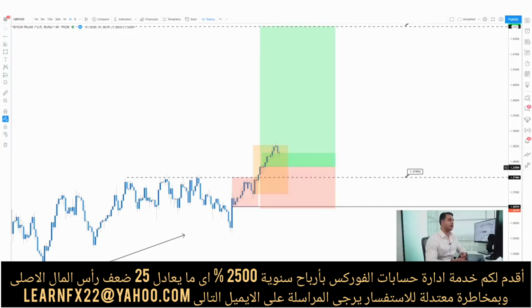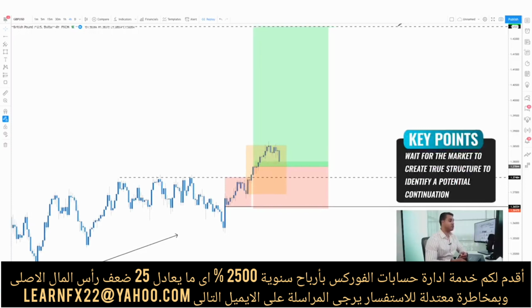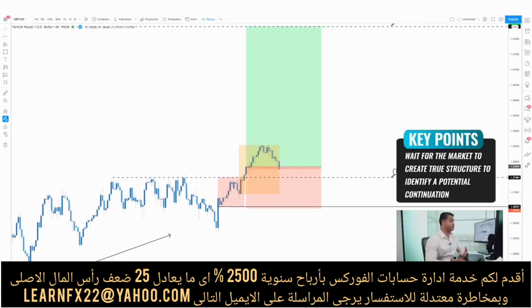Oh, that's completely fine. At any stage during this trade, if we plan to take it, it's completely fine because the trend is up. But as long as we have our stop loss below this level, we're good to go. So it can pull back here, it can pull back to the key level, it can even pull back to the previous higher low. But as long as it stays within this area, we should be good to go for continuation buys. Now, what we're waiting for the market to do is create true structure to identify potential continuation.